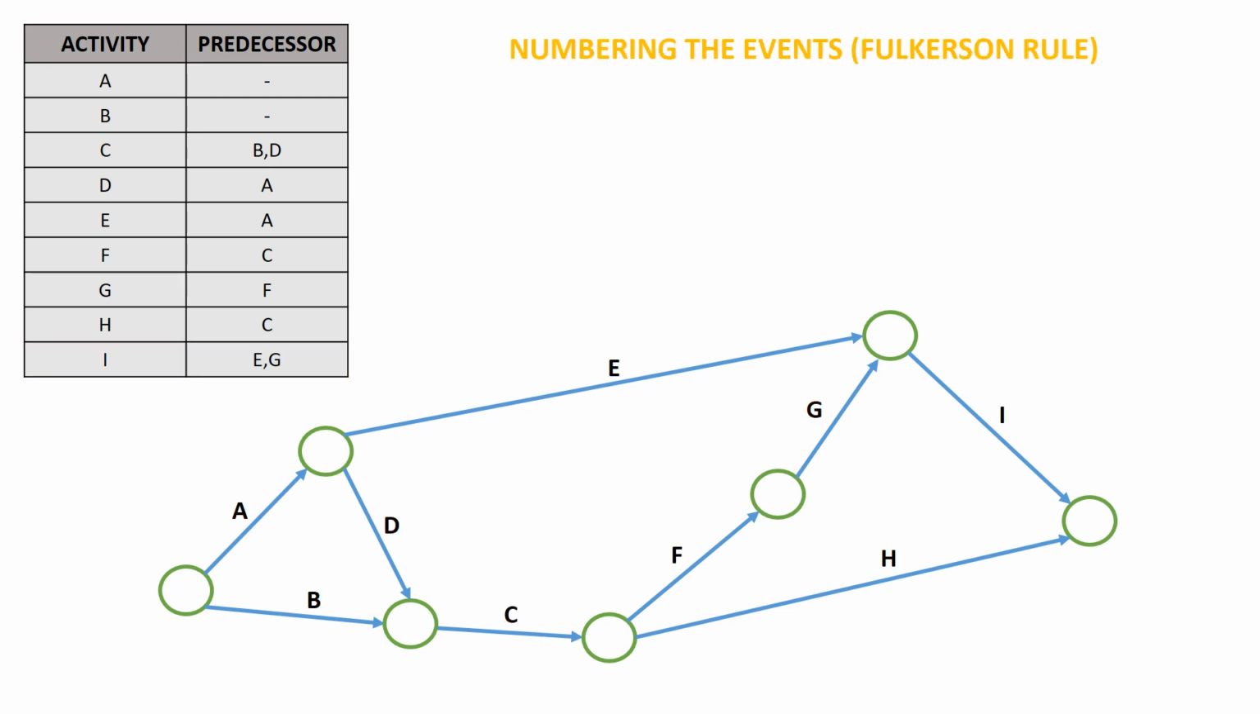Now we'll see how to number the events. As per the rules, using the Fulkerson rule, always the initial node or the initial event of the network has to be numbered as 1. Now from this initial node, we have to see which are all the outgoing activities. Now we will trace the outgoing activities from event 1. We have two activities, that is activity A and activity B.